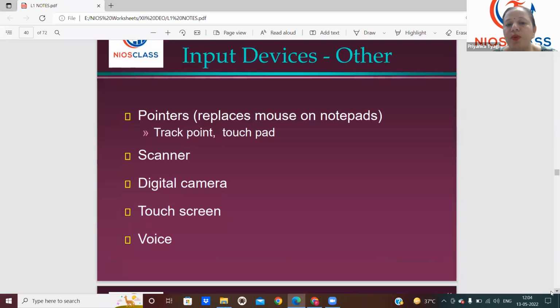Now here you can see the input devices. There are other input devices as well.